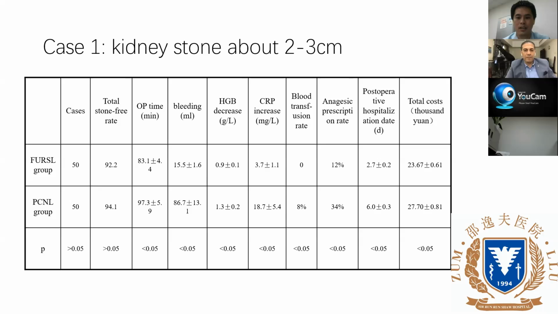These measures are much lower than in the PCNL group, and the stone-free rate is 92%. It's quite close to the PCNL group. So if we choose the right patient, it would be helpful and much safer to do flexible ureteroscopy.